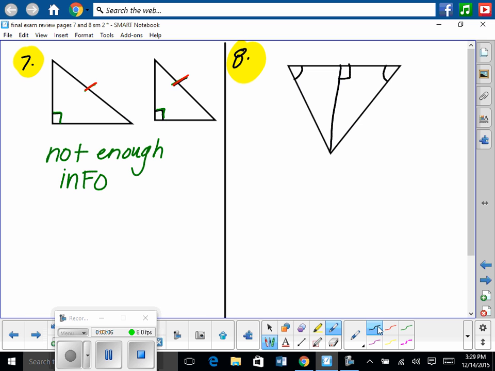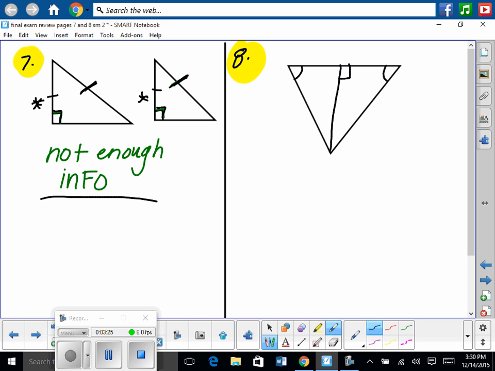Now, this would have been a different story if our tick mark would have been over here. Then we would know by HL that these are congruent, because we have a hypotenuse in common from the 90 degrees and one other leg in common. But because the hypotenuse was the other leg given, we cannot say by HL they're congruent. So with this one, there's not enough info.